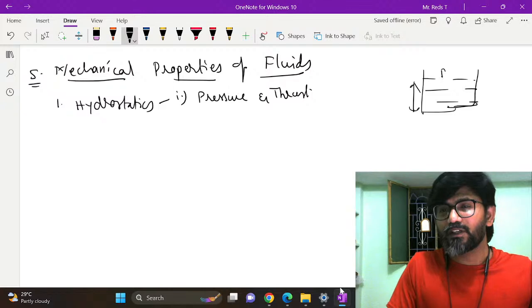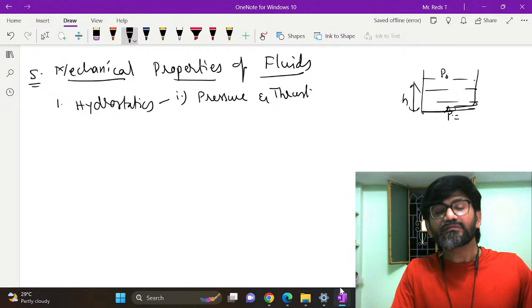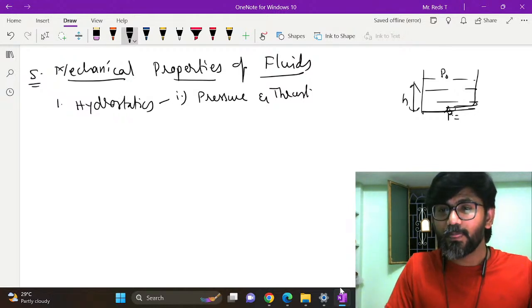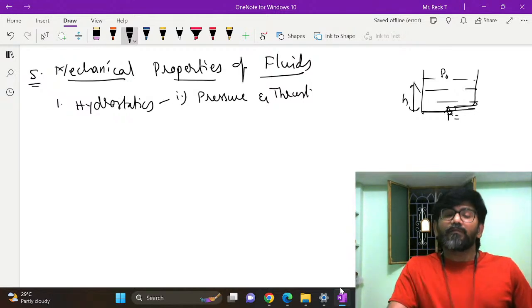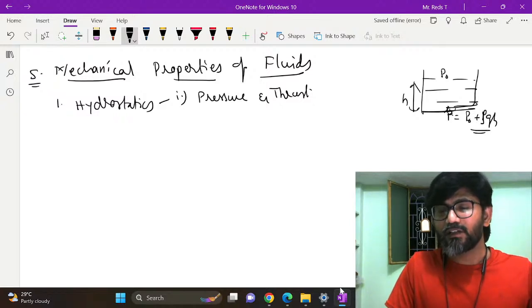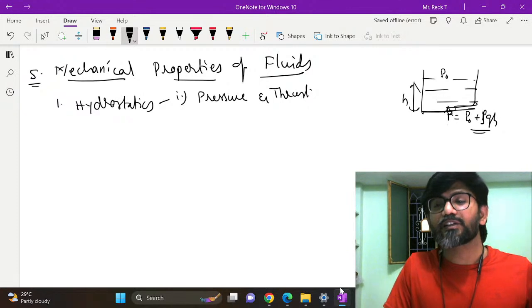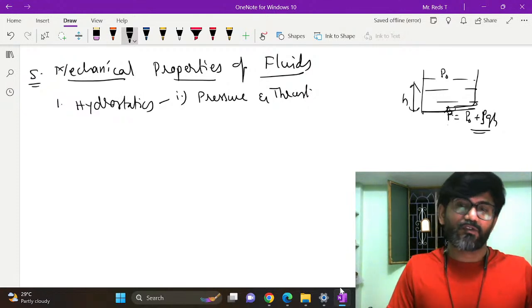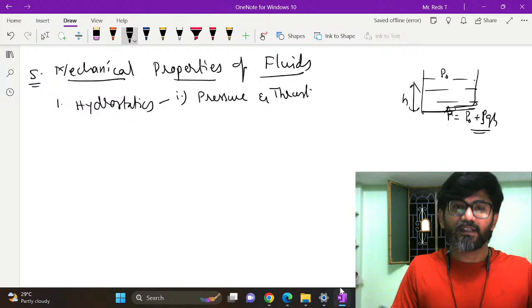At a depth, I can say pressure. If the liquid is filled to height h, this total pressure can also be called absolute pressure. It is equal to atmospheric pressure plus rho g h. The difference between these pressures will also be called gauge pressure. Based on this, you may come across questions as part of hydrostatics.